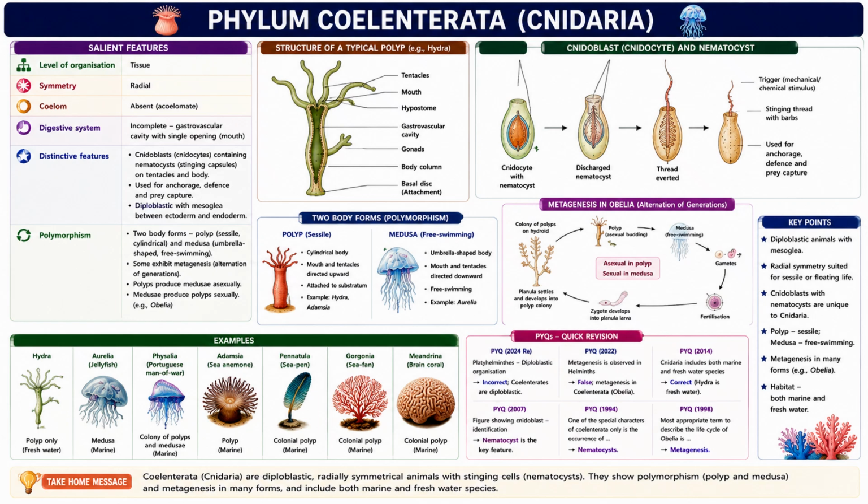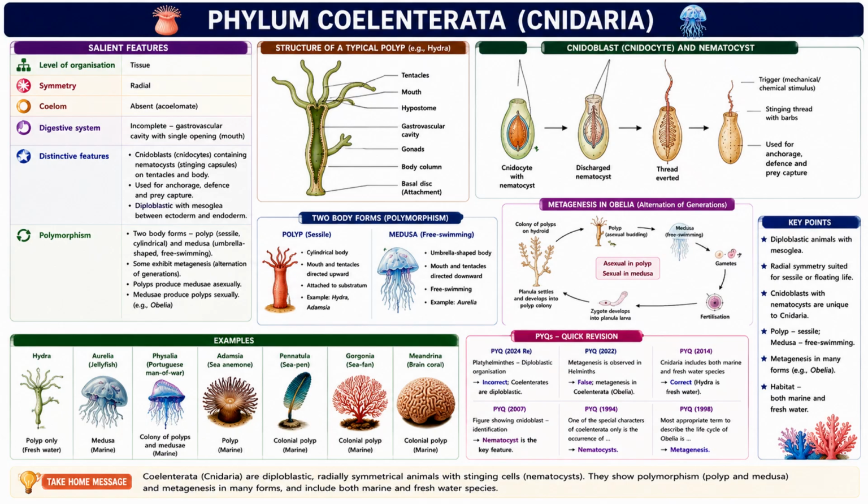So you should understand what is the name of the polyp and what is the common name of these cnidarians and where do they stay. Are they freshwater or marine? You can see the only freshwater is the Hydra, all the others are marine.